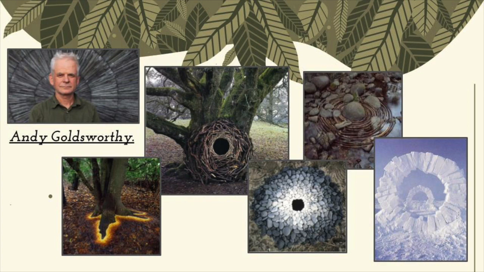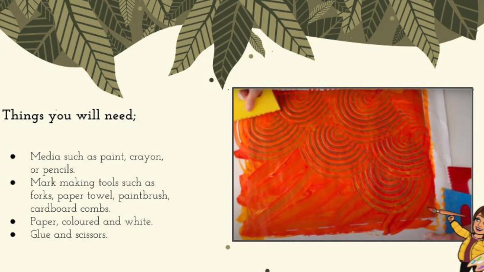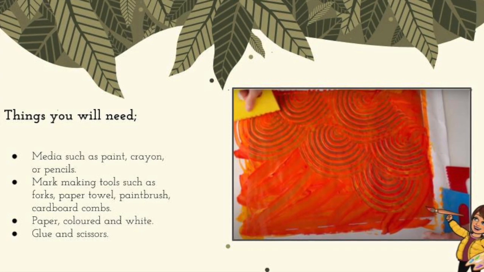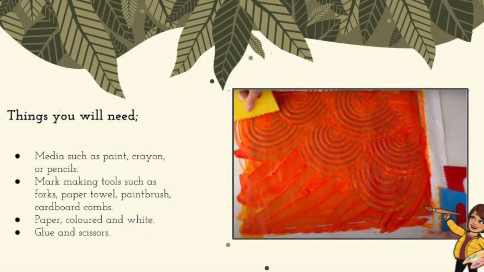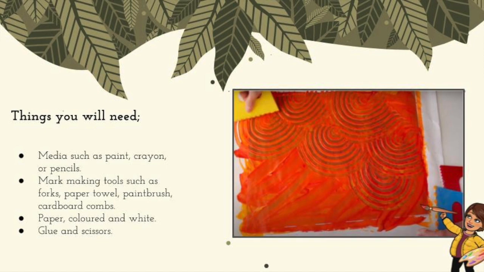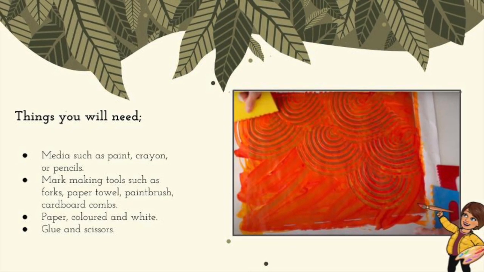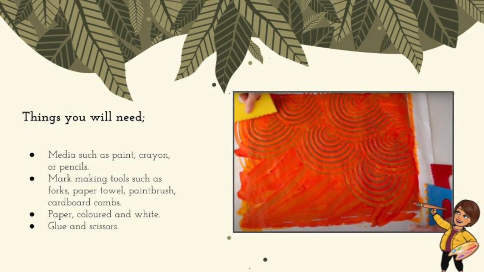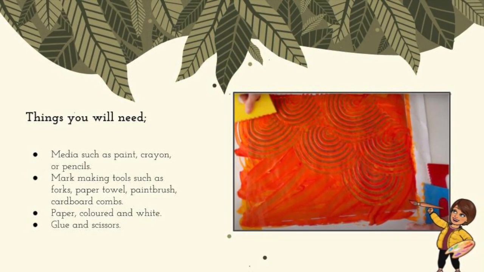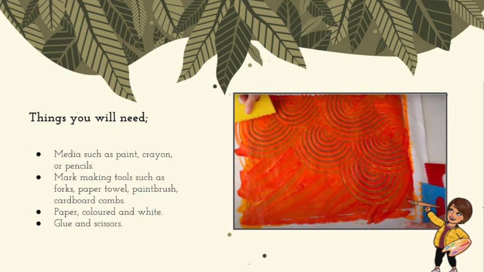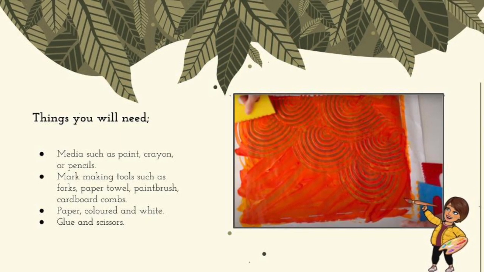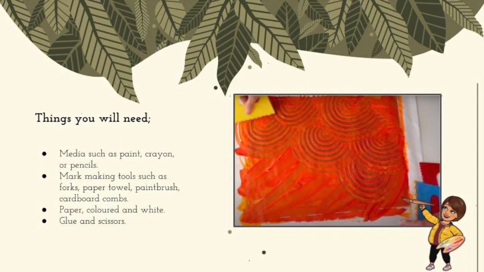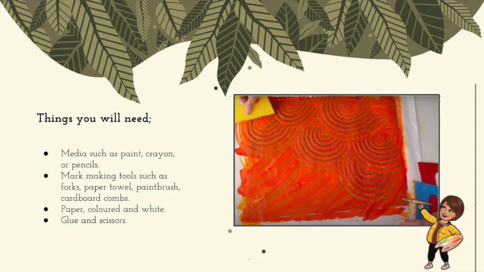Now today you're going to need some paper to make some patterns and some interesting images. You can use paint, you can use crayon and you can use pencil. You're definitely going to need to wait for that to dry if you do paint. You're going to need some things to make marks, you're going to need some glue and some scissors, and you're probably going to need a camera or a phone so that you can take a picture and send it to me so that I can feature it on the web page.